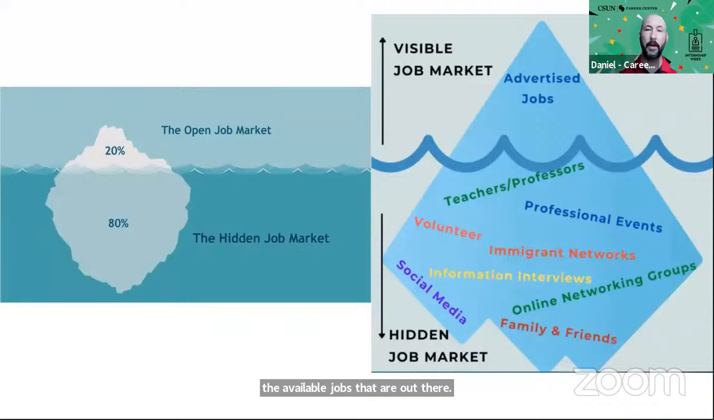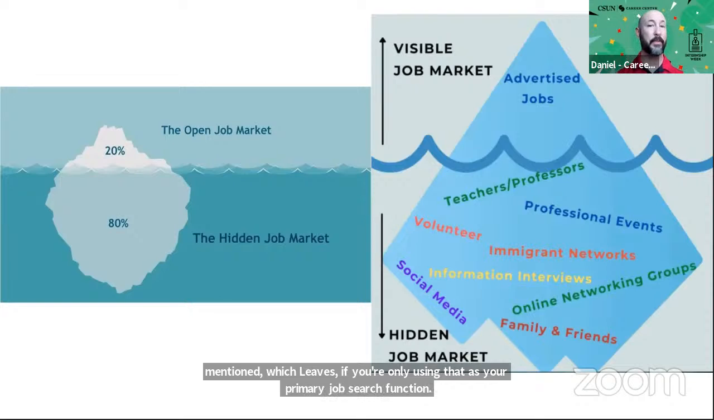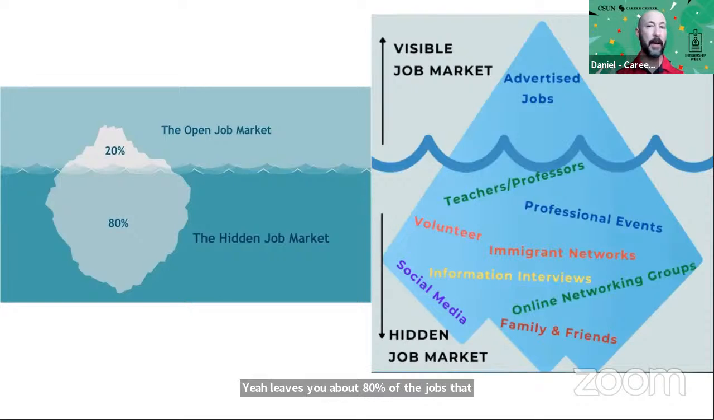So you can see here, as far as advertised jobs or the open job market, only about 1 in every 5 jobs are available or even seen on a job site like we just mentioned, which leaves, if you're only using that as your primary job search function, about 80% of the jobs out there. 4 in every 5 jobs are out there that you're not even getting access to because you're limiting your job search to a website like an Indeed. So the real question then becomes, how do I access that other 80%?